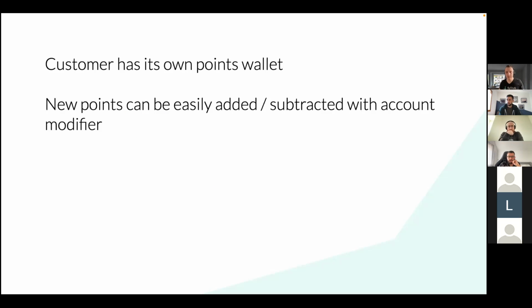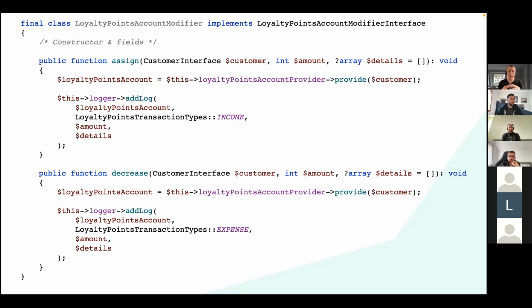New points can be easily added or subtracted with the account modifier. I wanted to mention it because one of the features that we heard was requested, not sure if it will land in the Plus version itself, is, for example, to assign initial points for the customer. It's a pretty common case for loyalty programs that if you just sign up to the loyalty program, you receive some bunch of points, and this may be achieved with the loyalty points account modifier.